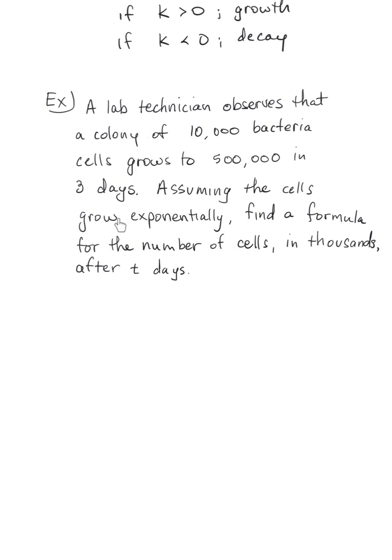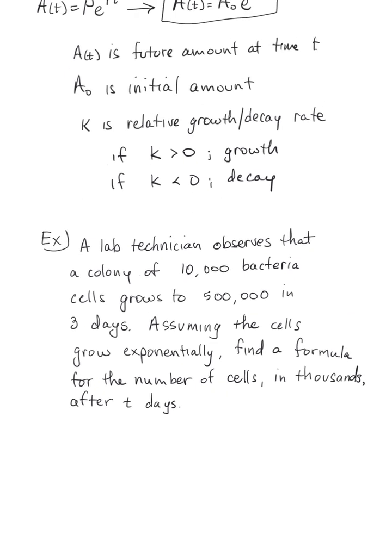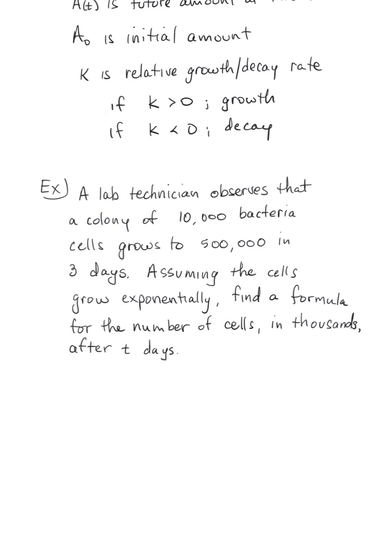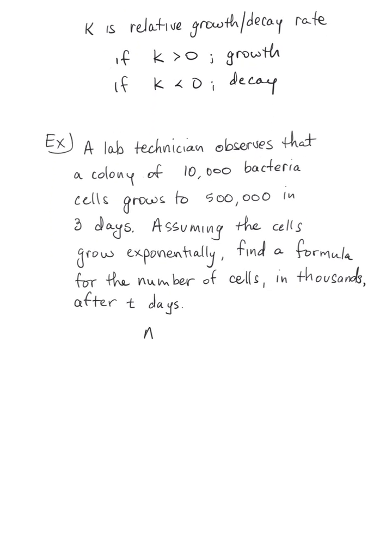So this phrase here, assuming that this grows exponentially, means we're going to be able to use this exponential growth model right here. We need to define or find variables because the question is to find a formula for the number of cells in thousands. So let's pick out what we know. We know that A sub 0, the initial amount.